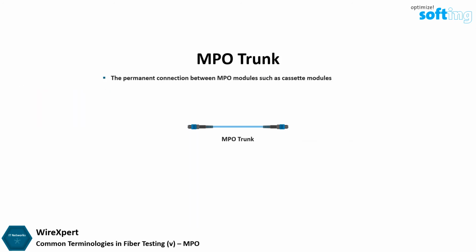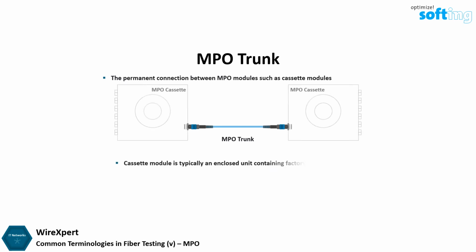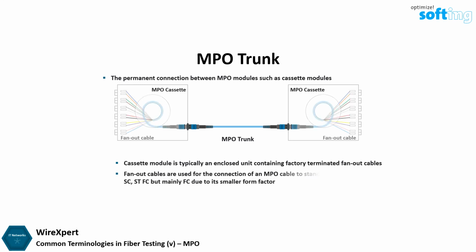MPO trunk cable refers to the permanent connection between MPO modules. A cassette module is typically an enclosed unit that contains 8, 12 or 24 fibers of factory terminated fan-out cables. Fan-out cables are used for the connection of an MPO cable to standard density connectors such as SC, ST, FC, but mostly LC due to its smaller form factor.